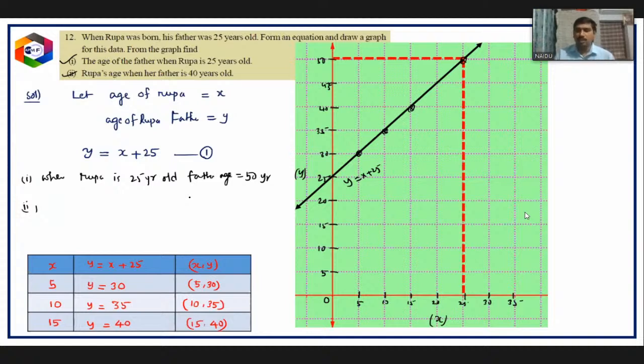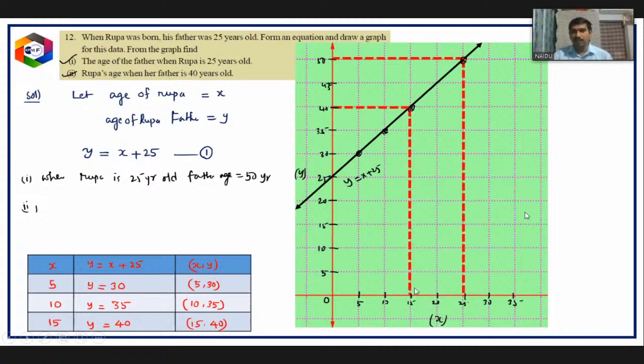Again, let us see. Where the father is 40 years, this is the point. There, where it intersects the graph, we have to draw the line. So a horizontal line, let us draw the horizontal line. So this is the line, it is intersecting. And now to know the x value, we have to draw a perpendicular line from that point, from where it is intersecting.